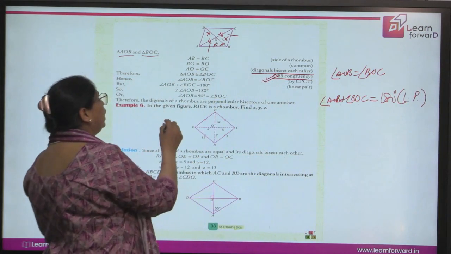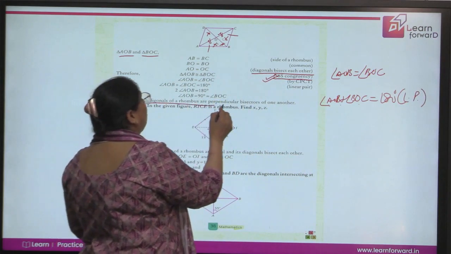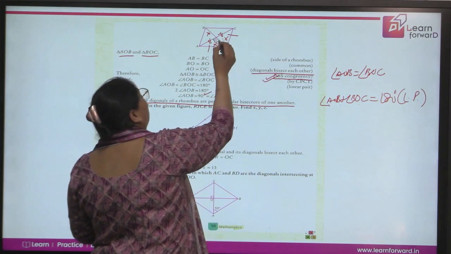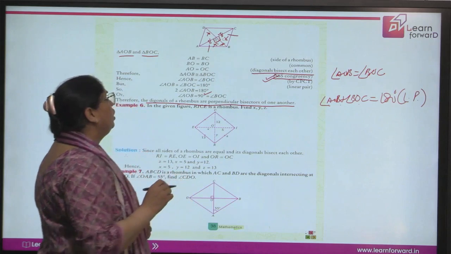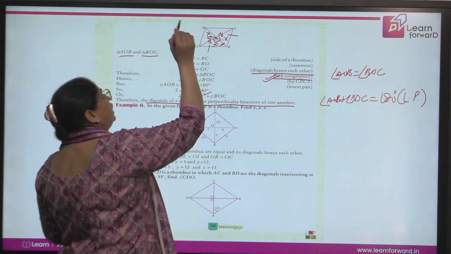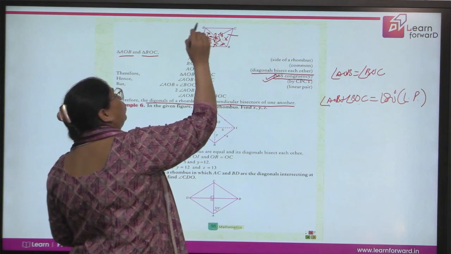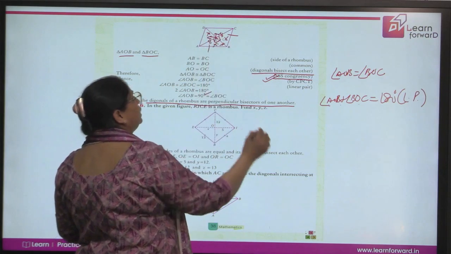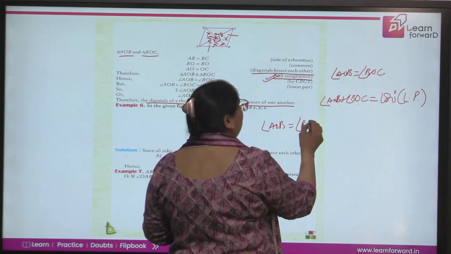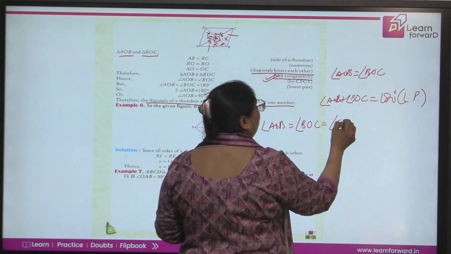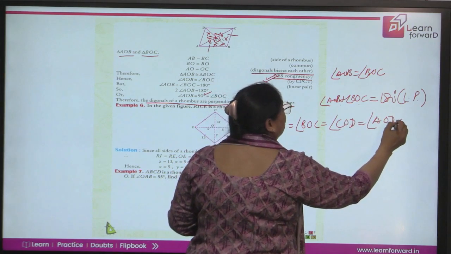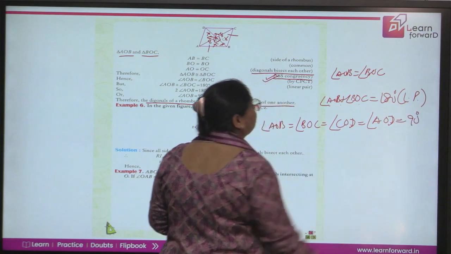Hence each angle is 90 degrees. This angle and this angle are 90 degrees, and the other way also, and this angle is equal to this angle because these two are vertically opposite angles. Hence angle AOB is equal to angle BOC is equal to angle COD is equal to angle AOD. All the angles are 90 degrees.